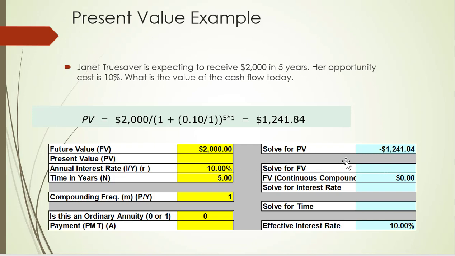Well, solving for present value, we have negative $1,241 and some pennies. So the negative just implies that you would need to invest that in order to get $2,000 in the future.